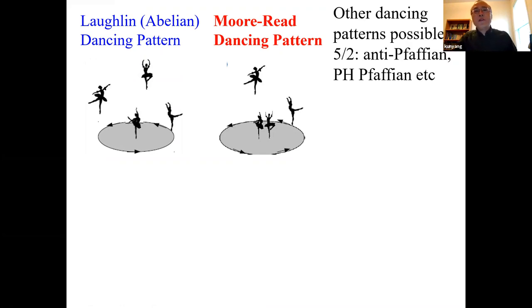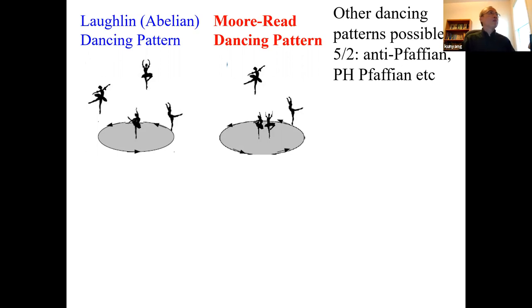Moore-Read is not the only possible dancing pattern. There are other dancing patterns, including the anti-Pfaffian, which is a particle-hole conjugated version. One half filling is very special because when you perform particle-hole transformation, it's still one half. So the anti-Pfaffian should have almost the same physics, but the chirality is opposite. And recently, the so-called particle-hole Pfaffian, which I don't have time to get into in today's talk, is getting some popularity, if you wish, due to some experimental evidence supporting it.